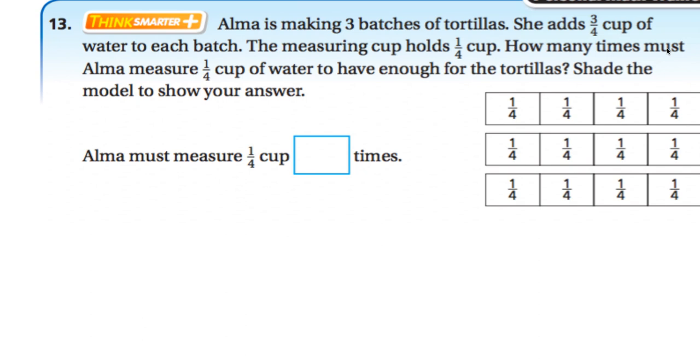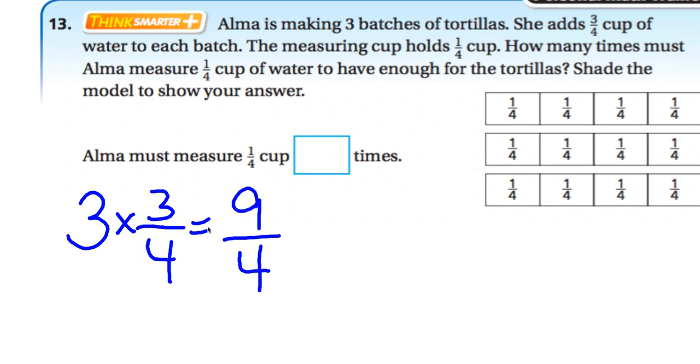On your own. Alma is making 3 batches of tortillas. She adds 3/4 cup of water to each batch. The measuring cup holds 1/4. How many times must Alma measure 1/4 cup of water to have enough for the tortillas? Shade the model to show your answer. First of all, I'm going to write my equation. We're doing 3 times 3/4, which equals 9/4. So she needs a total of 9/4. If I'm going to shade the model, she needs 9/4.